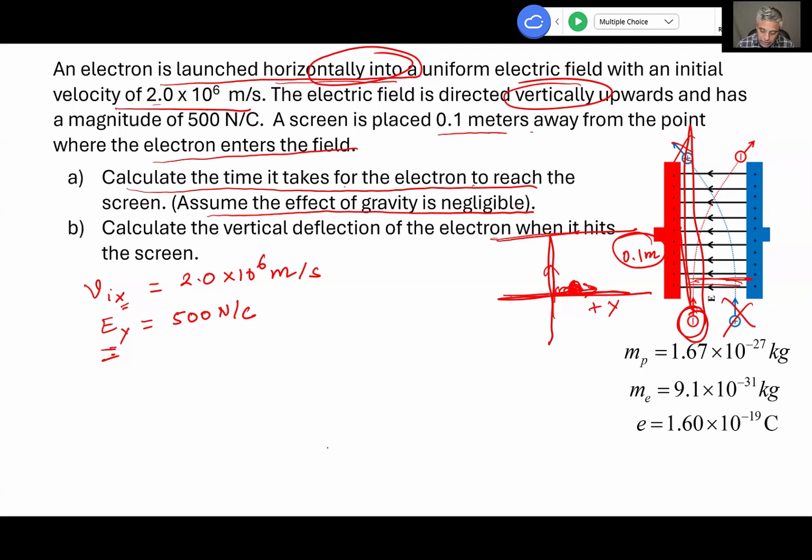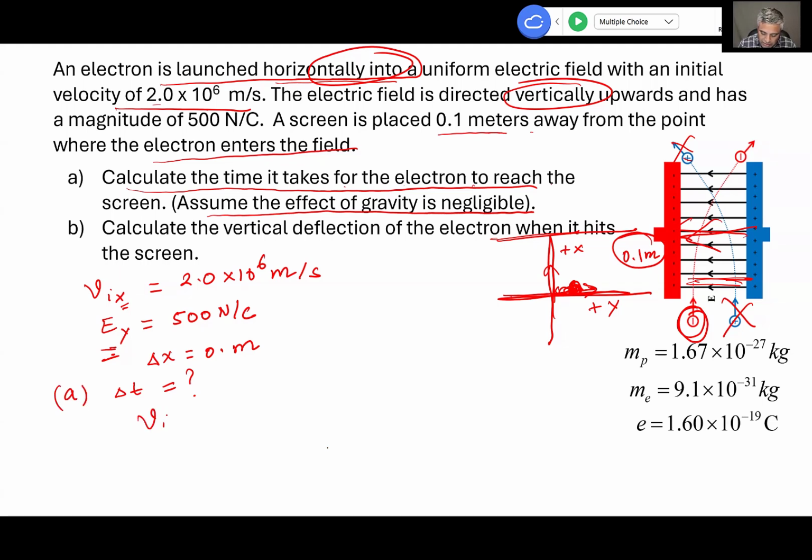Okay, so we are given a displacement. Now what happens is this field is vertical, just like a gravitational field is vertical. And if something is moving horizontally, the vertical field does not have an effect on the horizontal motion, okay? So which way we said was x? This one as x. So delta x is 0.1 meter. It's asking us to find time, that is part A.